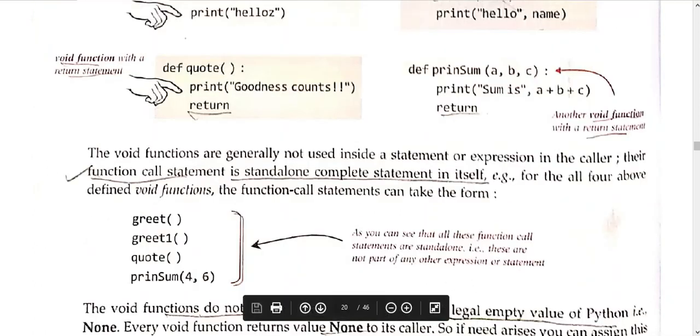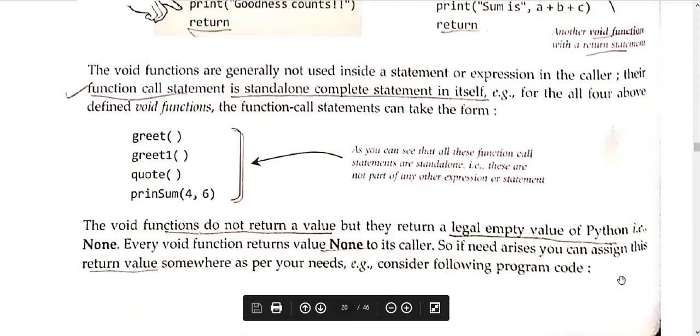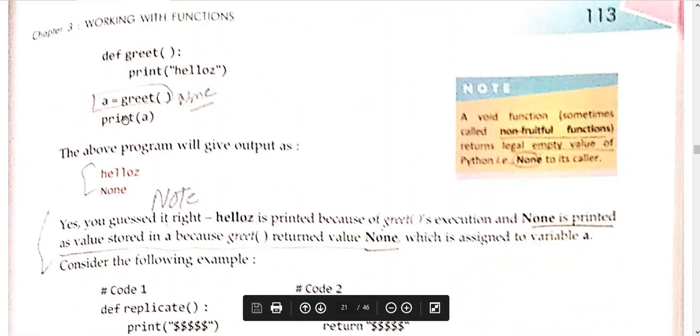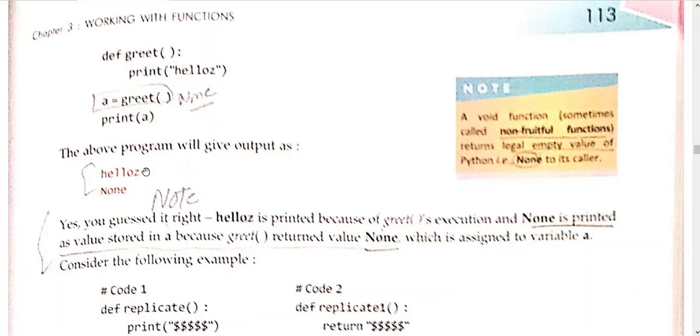So you have used these 4 functions, and these are all standalone statements. They are not going to return anything, but Python is not going to give any type of error for this. Every void function returns a None value to its caller. See the None value, I can give you an example here. If you are writing in this greet function print hellos, so hellos will get printed here. A is equal to greet, this is a function call, which will execute the statements inside it.